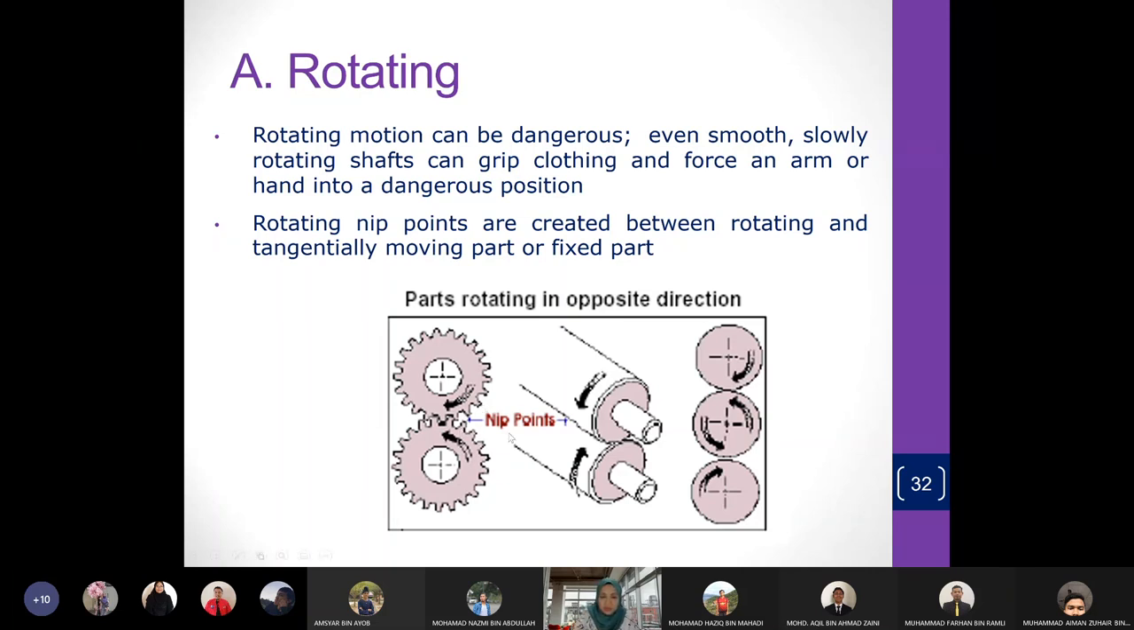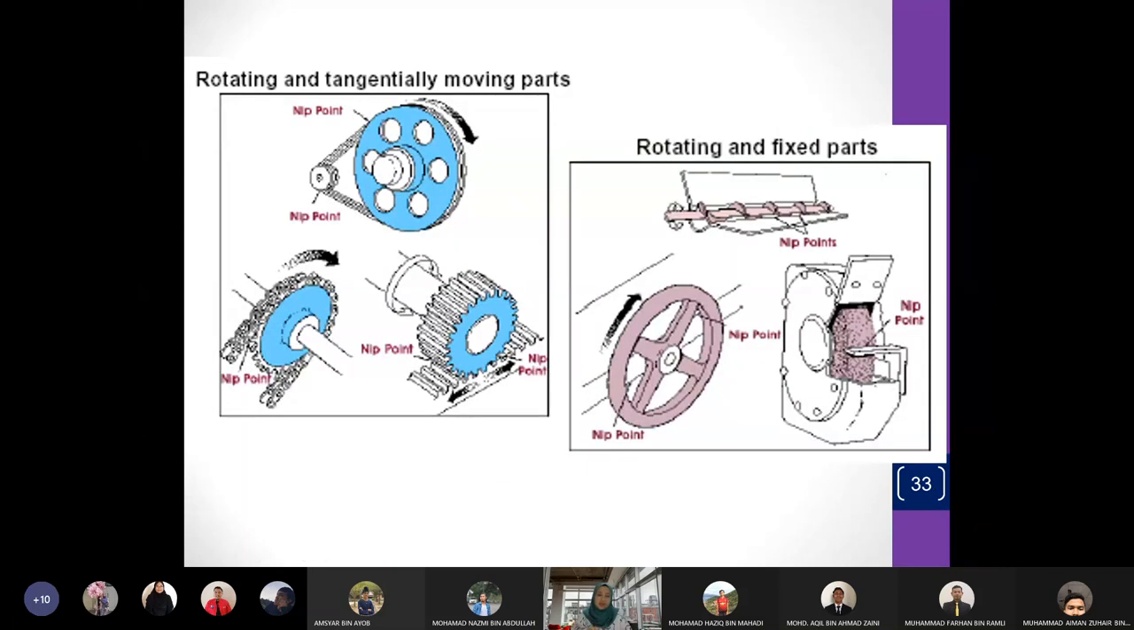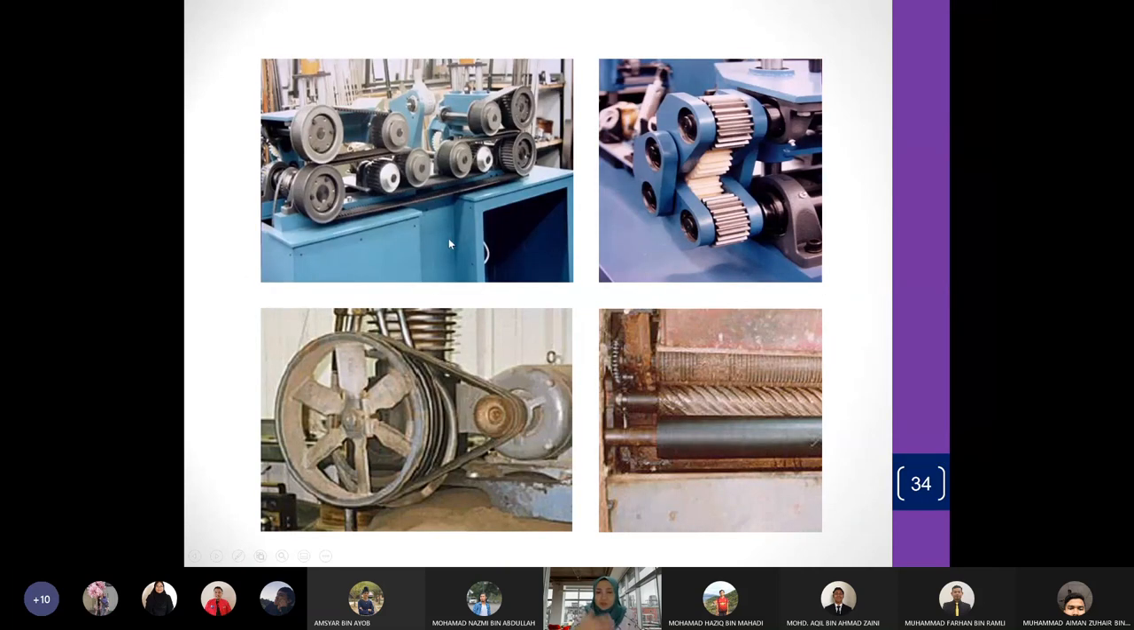So rotating nip points are created between rotating and tangentially moving parts or fixed parts. Yes, we have those nip points. It can also be rotating and tangentially moving parts, or a rotating and a fixed part. So it's either two parts rotating, or one part is fixed, or a tangentially moving part. These are examples of moving parts of the equipment, and these are really hazardous. According to OSH procedures, these components must be covered so that they're not open to people getting stuck in the rotating parts.